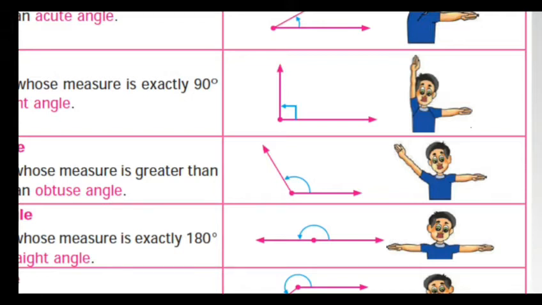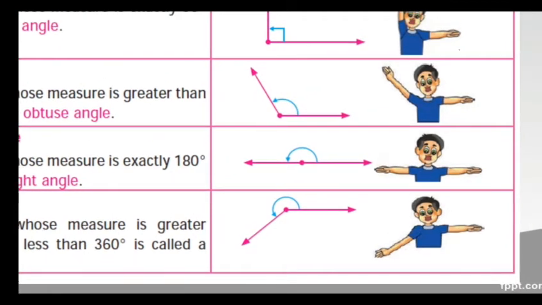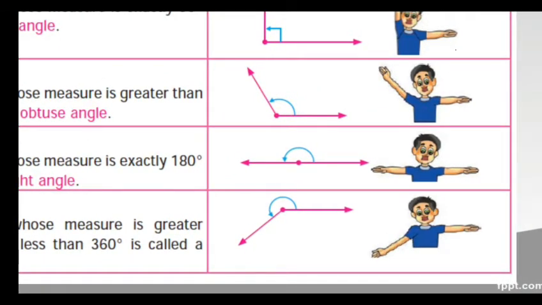The third figure is showing when you can get an obtuse angle. In that, the angle measure will be greater than 90 degrees. So when an angle is greater than 90 degrees, then that is called an obtuse angle. And the fourth one is showing straight angles. There the angle will be 180 degrees. That will be a straight line. So there we will get a straight angle. And in the last one, the angle will be greater than 180 degrees and less than 360 degrees. So that is called a reflex angle.